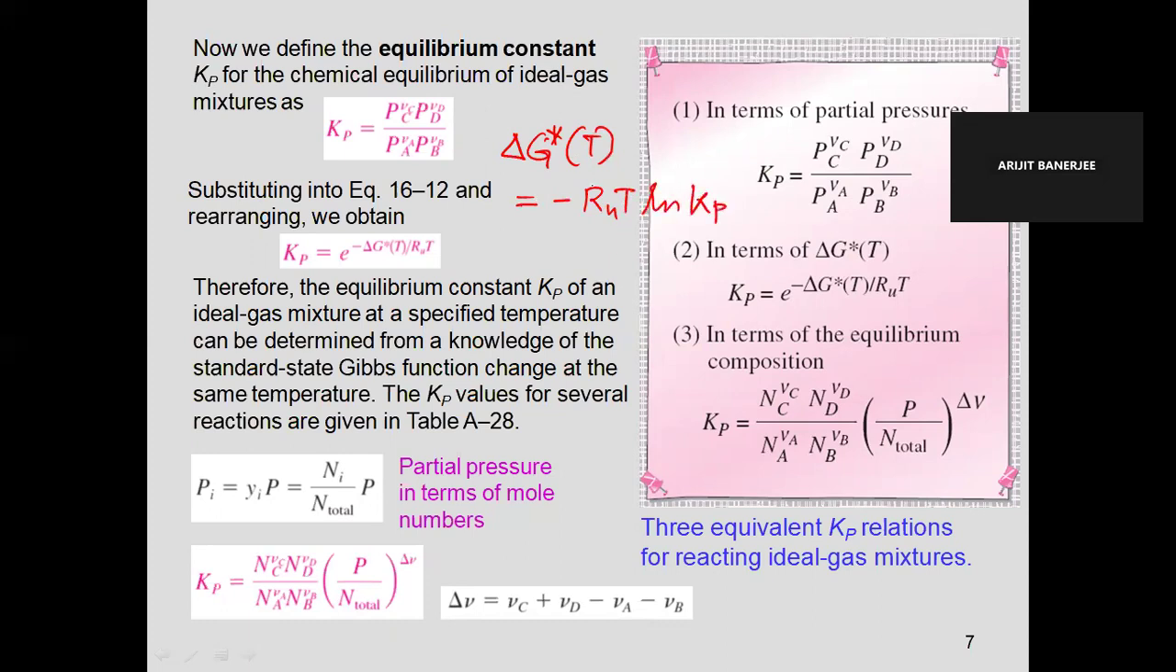Okay. Next, what we can do is just divide by minus Ru T. Therefore, Kp will be e to the power minus delta G star T by Ru T. So that is simple algebraic manipulation, so that we have done. So Kp is this, and that is called the equilibrium constant.